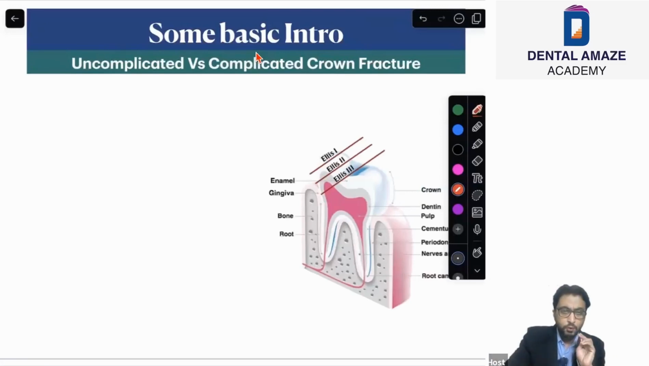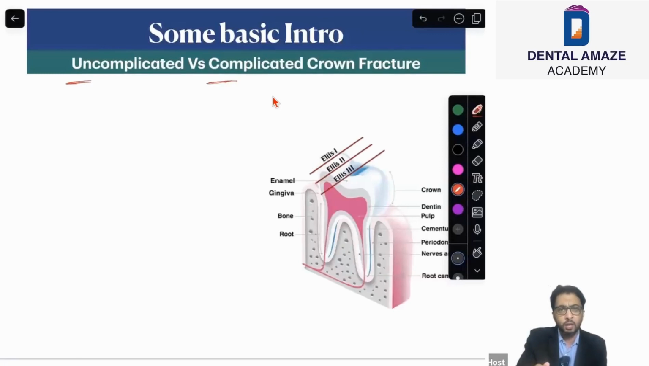Now, before I start, as you know, the most important part of traumatology is management, management of fractures. So before I go into the management of fractures, I want to give you some terminologies. You have to understand certain terminologies, like the very familiar ones, complicated and uncomplicated fracture.